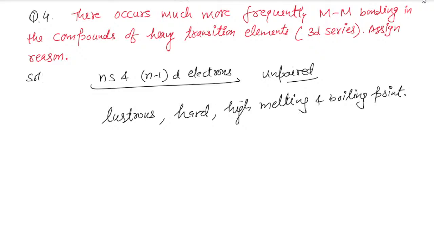So what we write is that in transition elements, a number of ns and (n-1)d electrons are available for bonding. Since these are unpaired, metal-metal bonding is quite frequent in these, and because of that, they are lustrous, they are hard, they have high melting and boiling point. Or you can write there are a large number of unpaired electrons.